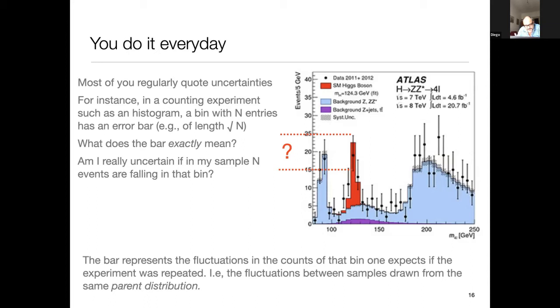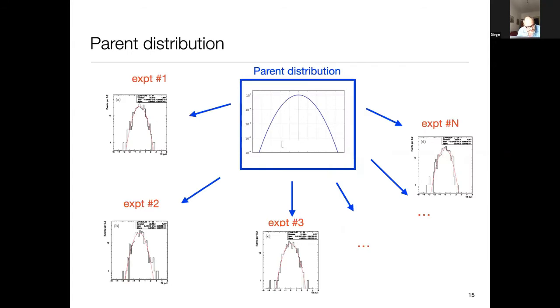You remember, this is a sampling from a parent distribution. And therefore, the length of the error bar is there to represent the possible fluctuations that I would have in repeated versions of this experiment. Just as in this example here in the previous slide, each bin may have different counts from one experiment to the other, even if they're all drawn from the same parent distribution.